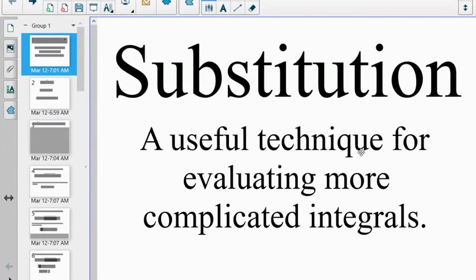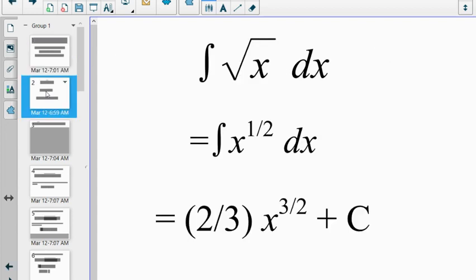Substitution, sometimes known as u substitution. As you can see, it's a useful technique for evaluating more complicated integrals. And I might add that this is our way of undoing the chain rule. In class on Wednesday, you saw a little bit of how this works, but I'll go through it. I'm going to pretend like you don't know anything about this topic.